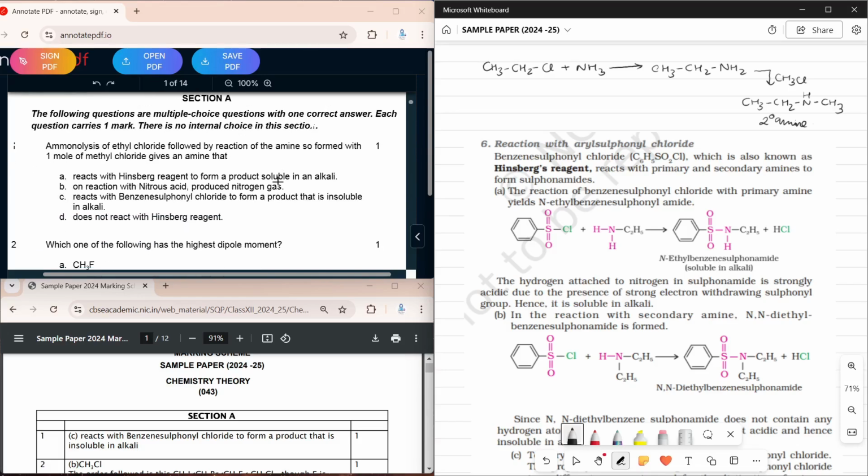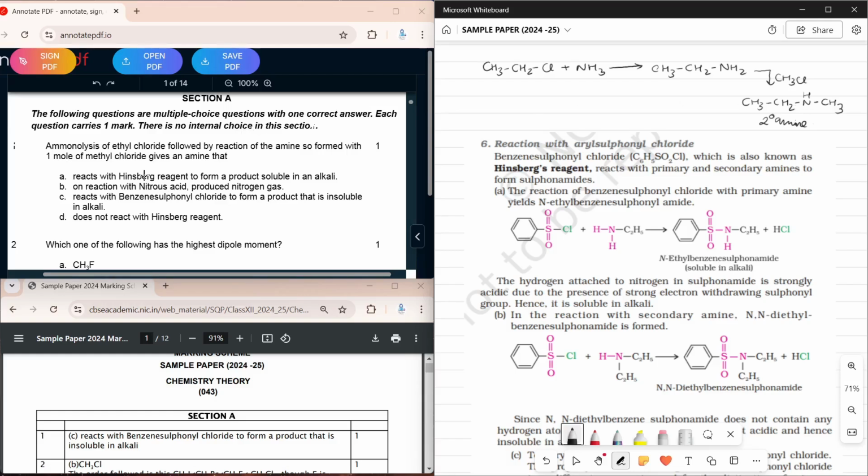So the first question is: ammonolysis of ethyl chloride followed by the reaction of the amine so formed with 1 mole of methyl chloride gives an amine that... Let's write this reaction. It's the ammonolysis reaction of chloroethane or ethyl chloride, and it forms CH3CH2NH2, and then this, on reaction with another mole of methyl chloride, gives us a secondary amine.